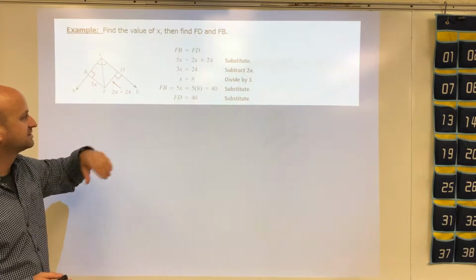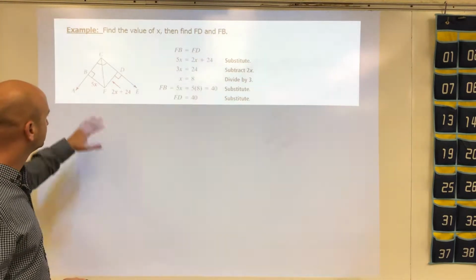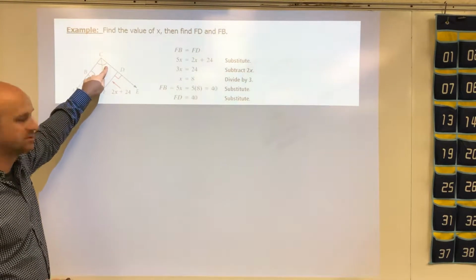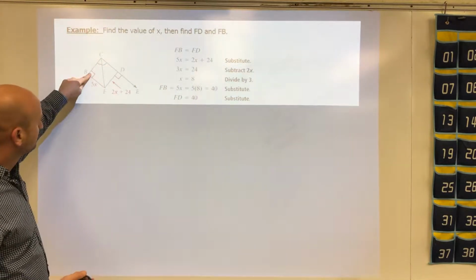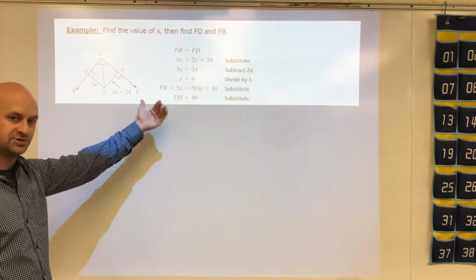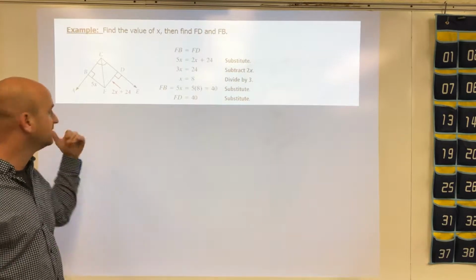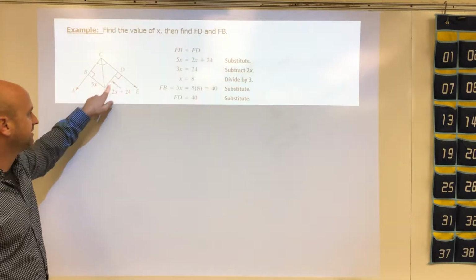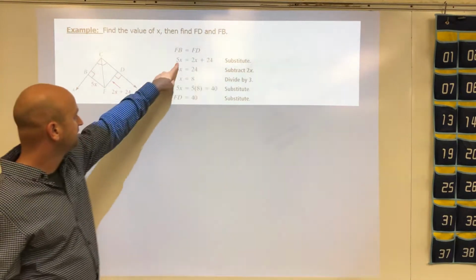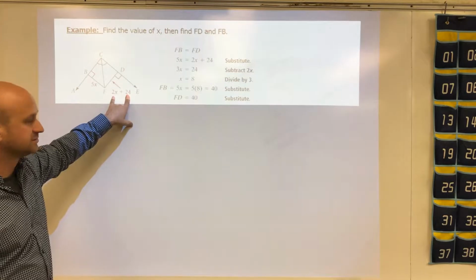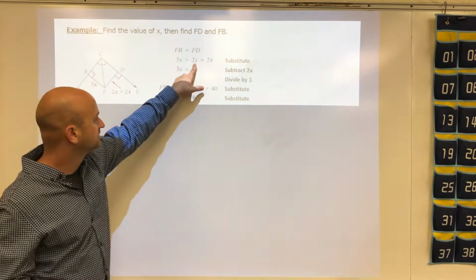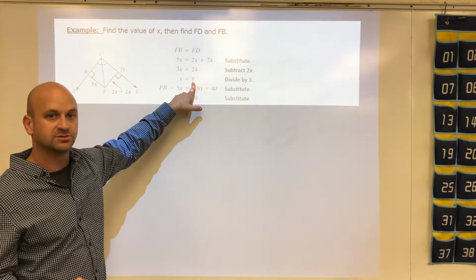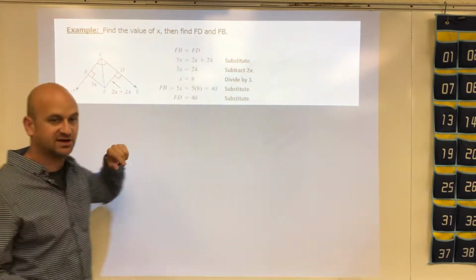It says find the value of x, then find FD and FB. If we look at the picture, the work is already done for you on your notes. Here, these two congruent marks tell you that this is an angle bisector. These two perpendicular lines tell you that we need to use the theorem from the prior slide. So that means that this length, BF, is the same length as FD. So 5x, this length, is going to be equal to 2x plus 24. We subtract 2x, which is our smallest variable, and then divide by 3, we get x equals 8, which is good.